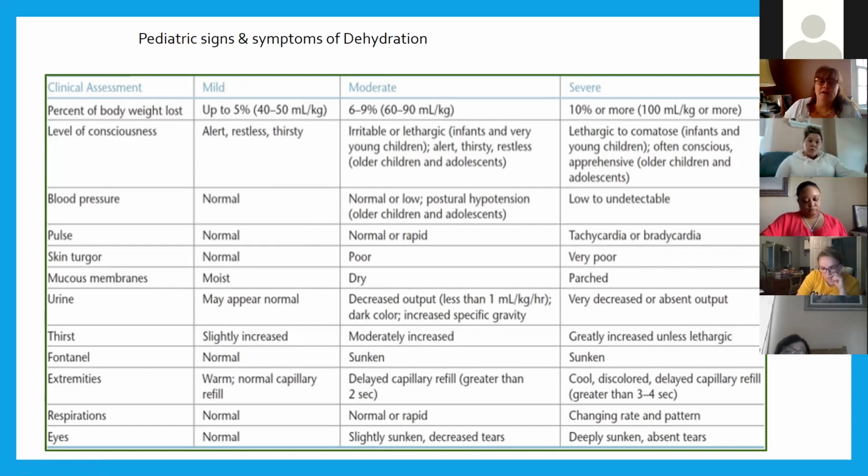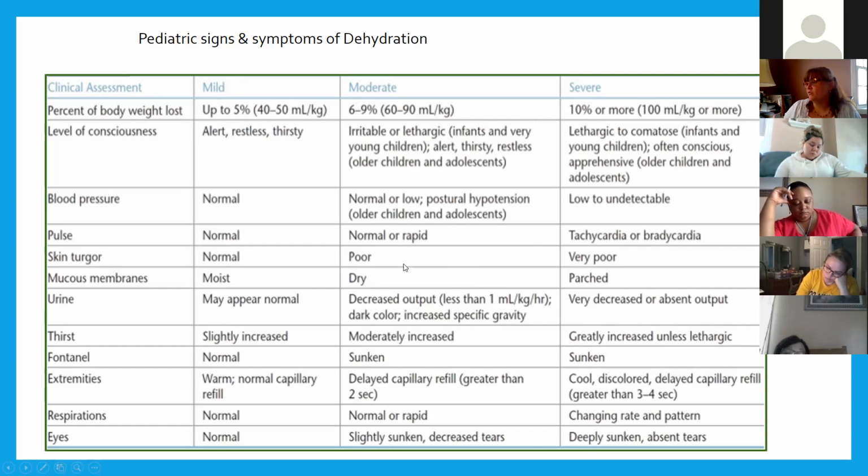Older children get more restless. So infants and toddlers would become more sleepy, where an older child might become really restless. Their blood pressure may be normal or on the low end of normal, or it might be normal when they're laying down, but as soon as they change position, they get postural hypotension. Their pulse may be normal or a little rapid.